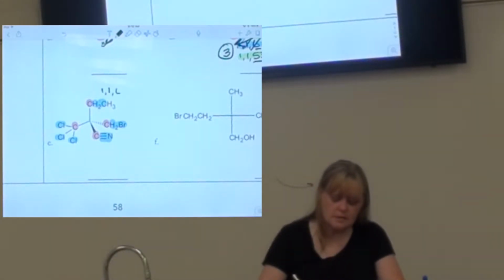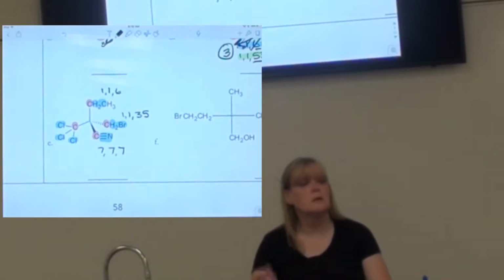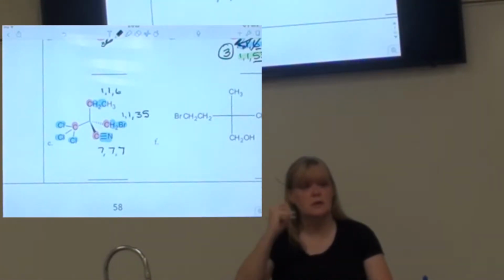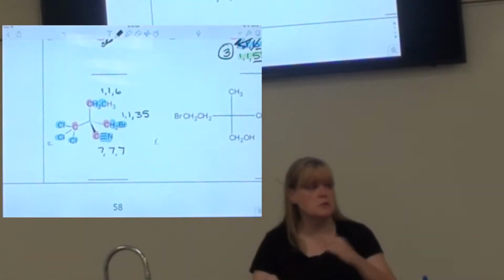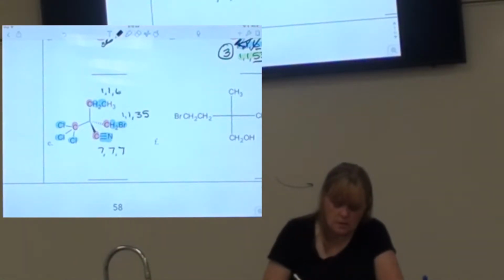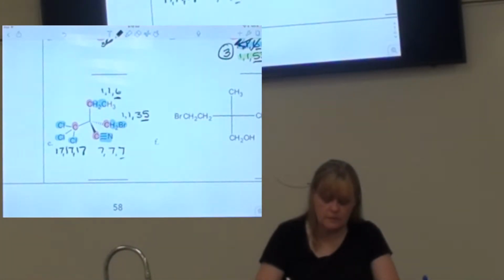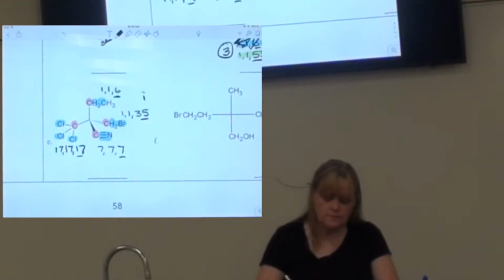1, 1, 6, 1, 1, 35, 7, 7, 7. If you have a triple bond, you write the 3 attachments out. If you have a double bond, the 2 attachments. They each get the number of the atom they're attached to. So let's see, chlorine is 17. You're not looking for the biggest small number, you're not looking for an average, you're not looking for anything else, just look at the first number that differs. There you go. This is 1, 2, 3, 4.